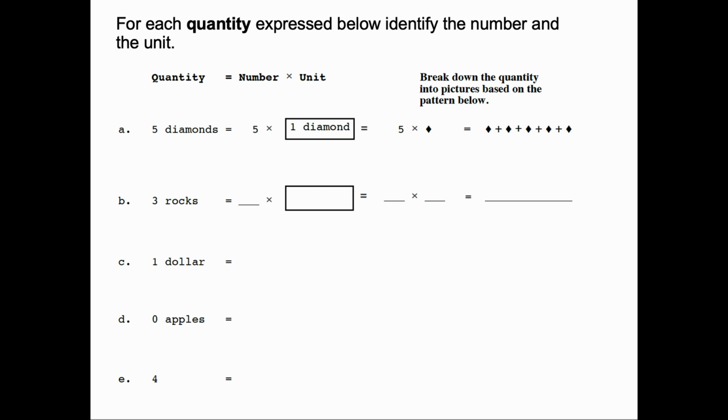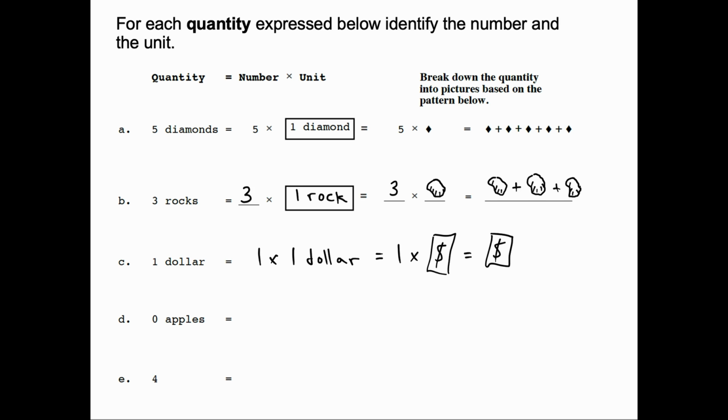So in the next example, the unit that's being counted is the single rock, and there are 3 of them. We can represent the rock as a single picture and say that we're going to repeat it 3 times. And on the right, I'll represent this with an addition. Here's my answer for $1. 1 times anything is that thing. And here's my answer for 0 apples. 0 times anything is 0.